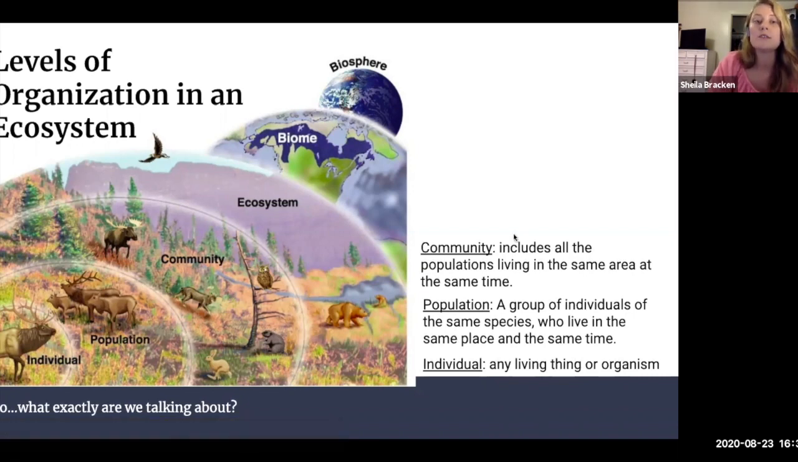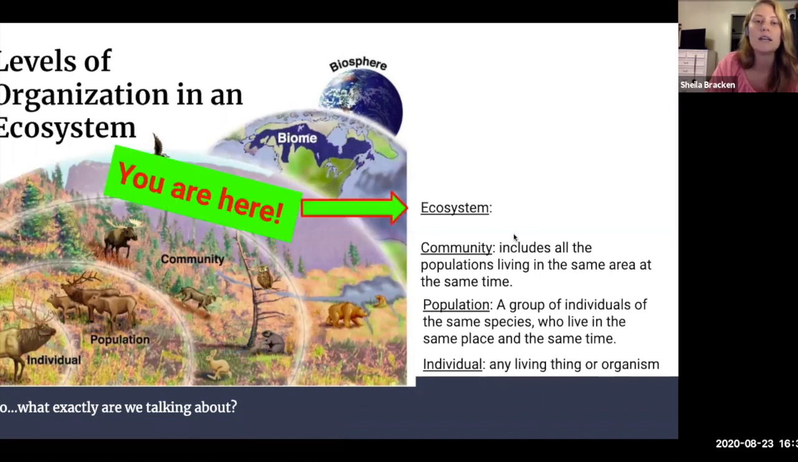So then what is an ecosystem, right? We are here. This is what we're going to talk about today. We're going to talk about an ecosystem. So what's that extra layer that we are adding to our community, which is so far only living organisms, right?